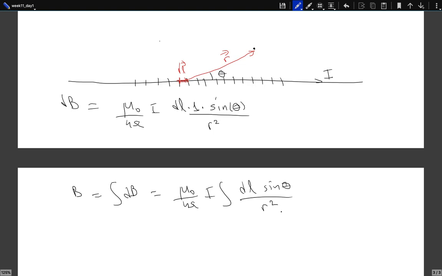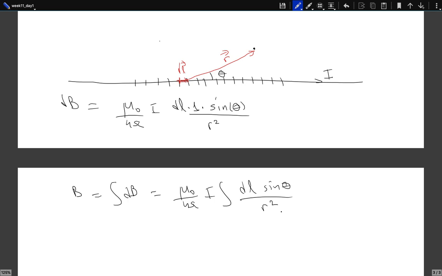Now, as I go from segment to segment, does sine theta change? It does change. Does mu 0 change? No. 4 pi doesn't change, I doesn't change, but theta changes from segment to segment, r changes from segment to segment. Now let's evaluate this.